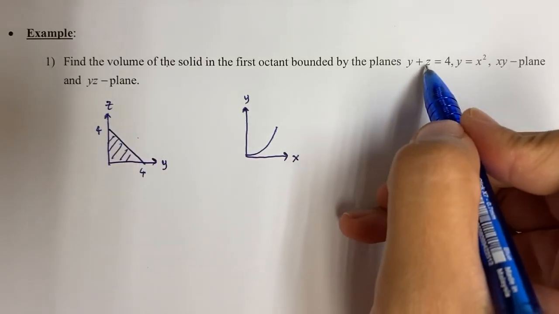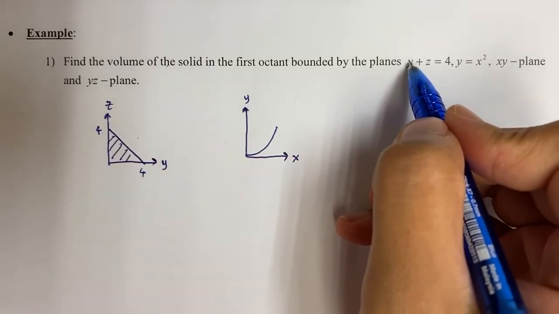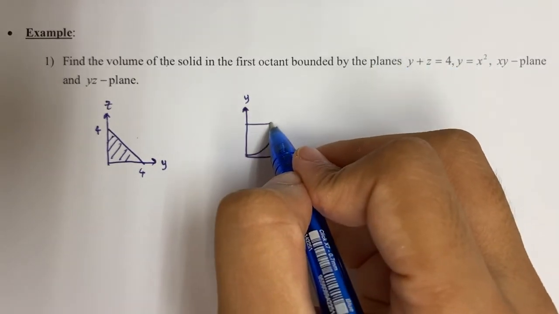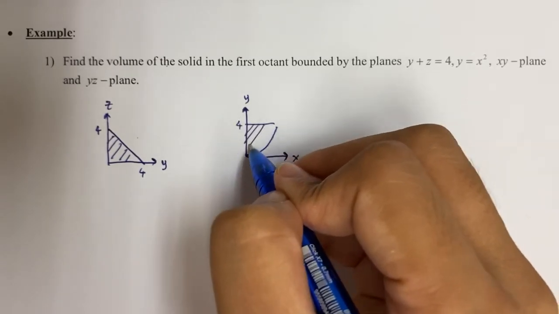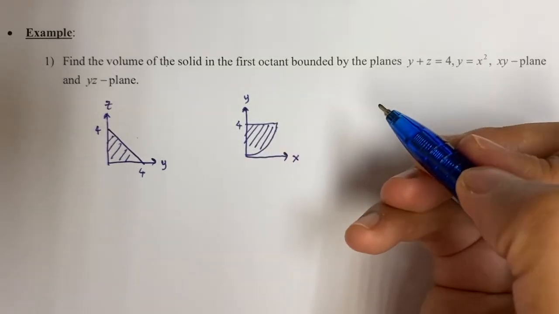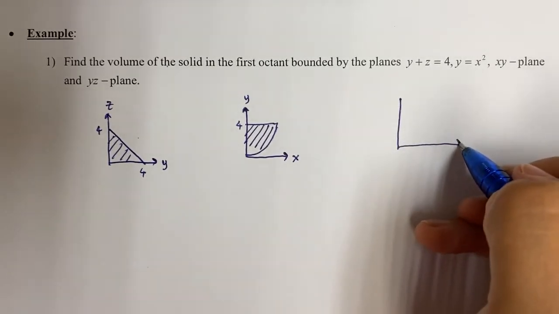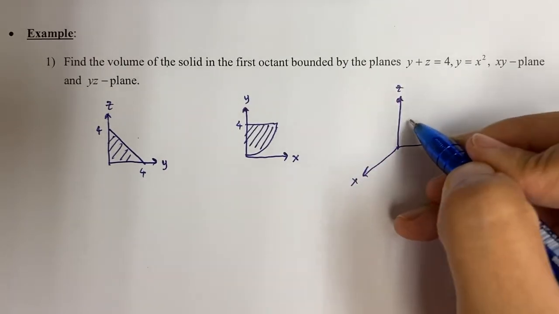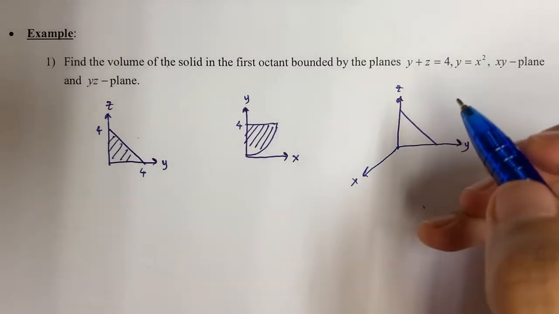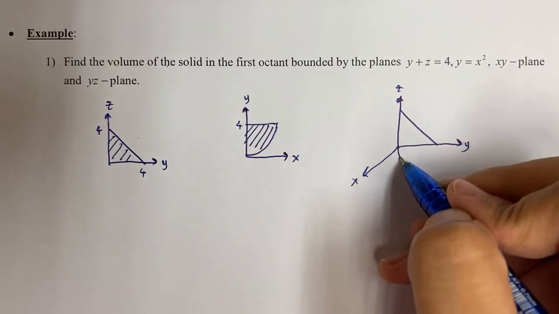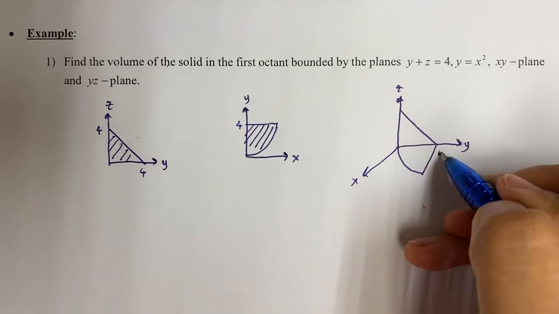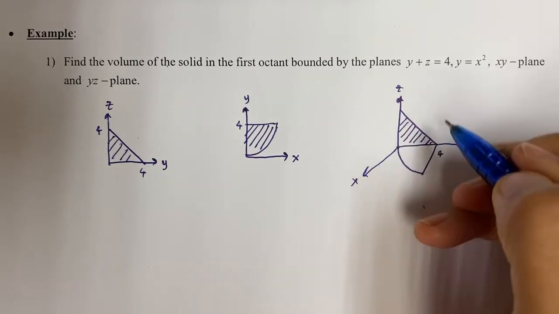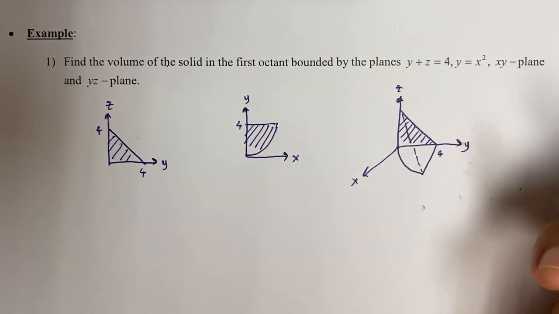So y plus z is equal to 4. Our intercept is y equal to 4 when z is equal to 0. So we have this y equal to 4 over here. So this is the region for the XY plane. And if we combine this in 3D, with z, y and x, we have this one. And then for yx, we have this curve. This is 4. And then the base is on the xy plane. So this is the solid.